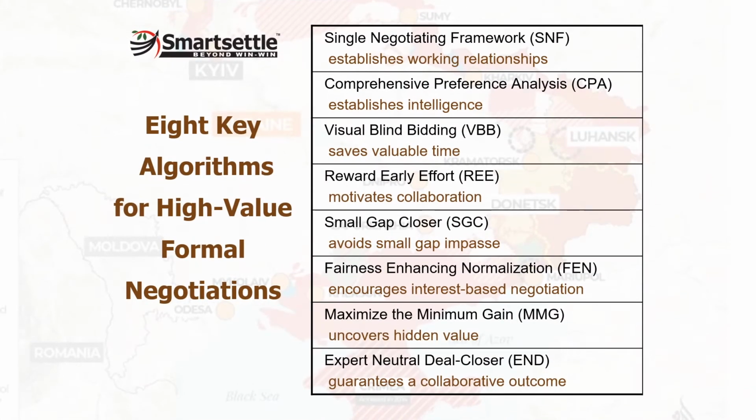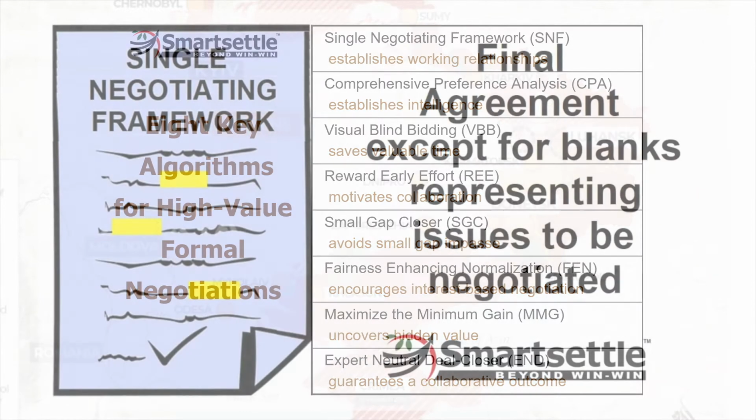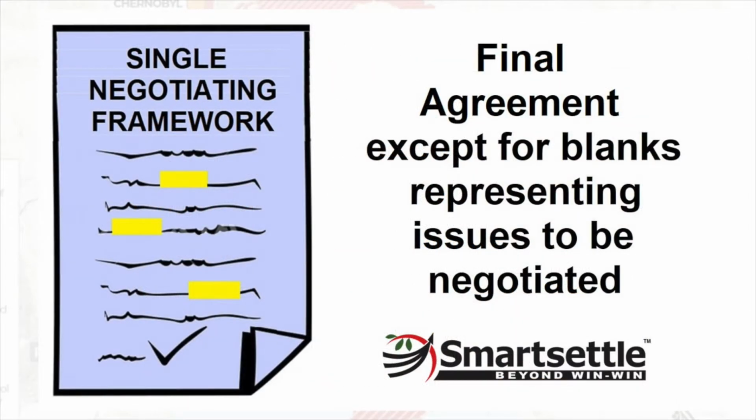Communication through Smartsettle is enhanced with 8 sophisticated algorithms. These algorithms are the backbone of numerous features that are designed to foster collaboration among the parties. We imagined that the parties met together in collaborative discussions and agreed to a single negotiating framework. A single negotiating framework is essentially the final agreement, except for blanks that represent all the issues that every party wishes to negotiate using Infinity.